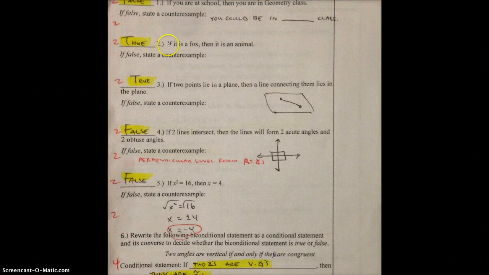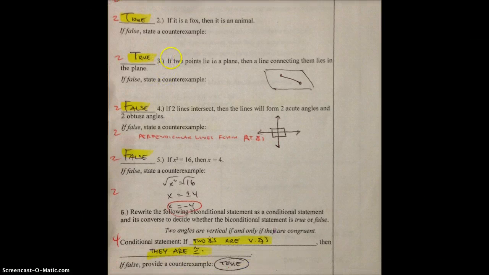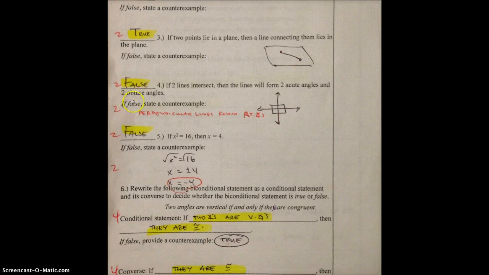Question number 2, if it is a fox, then it is an animal. That is true, a fox is an animal. Question number 3, if 2 points lie in a plane, here's my 2 points, I drew a picture, it's very helpful, then a line connecting them lies in the plane, that is also true.